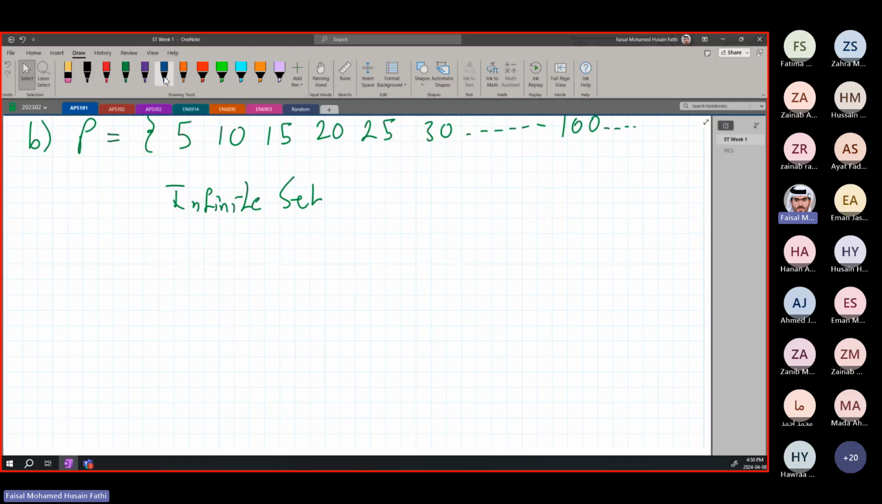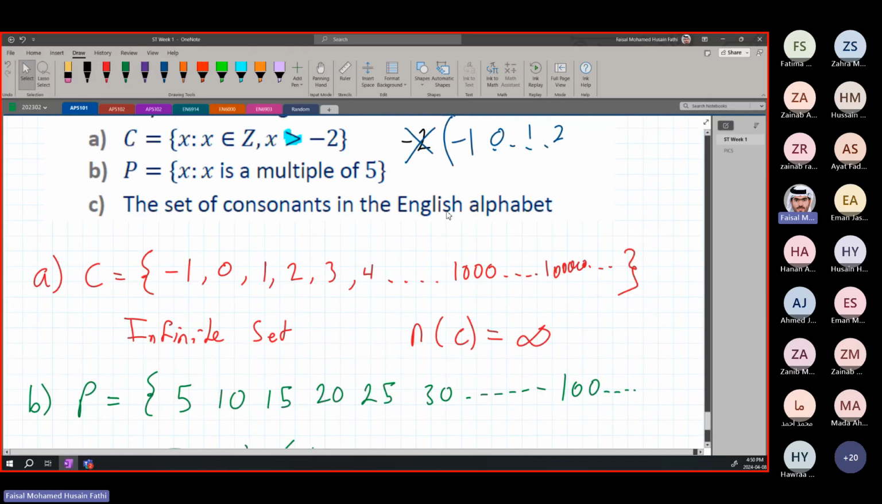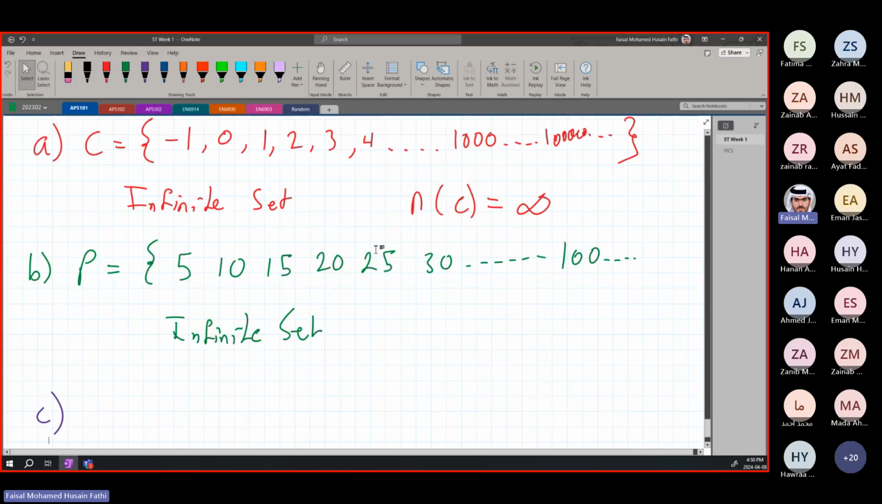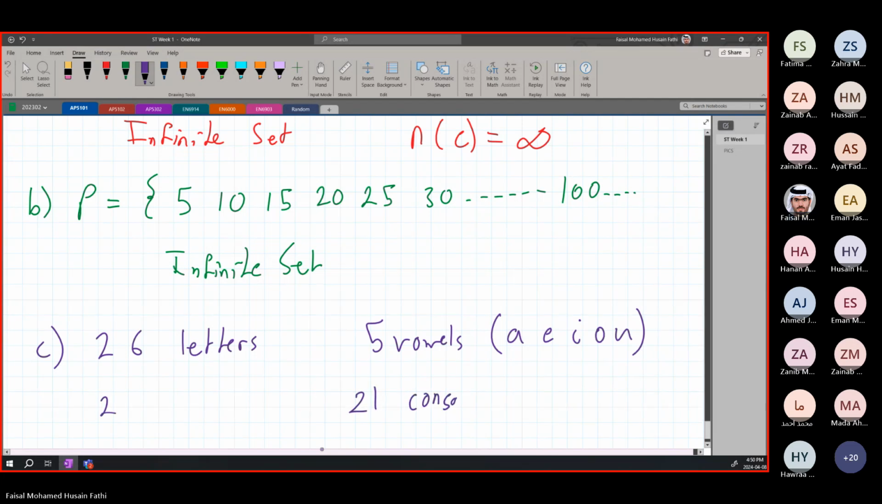Okay, part C. The set of consonants in the English alphabet. We have 26 letters in the English alphabet. We have 5 vowels, which are A, E, I, O, and U. And we have 21 consonants, which are the remaining letters.